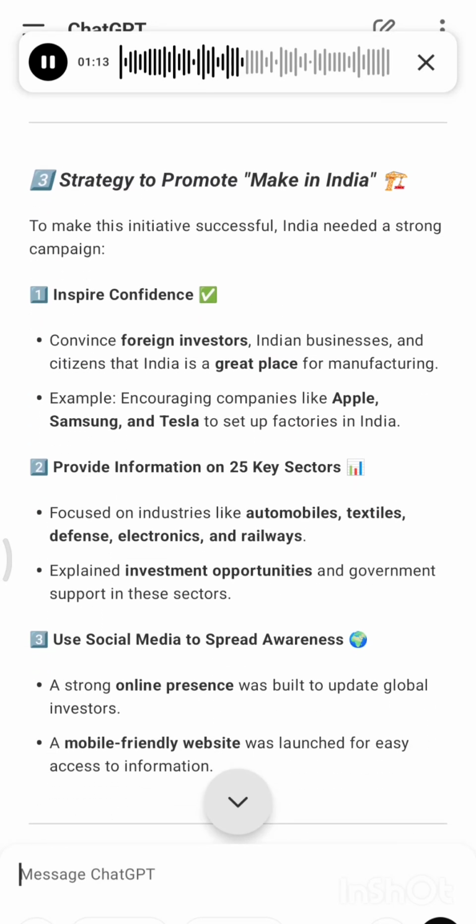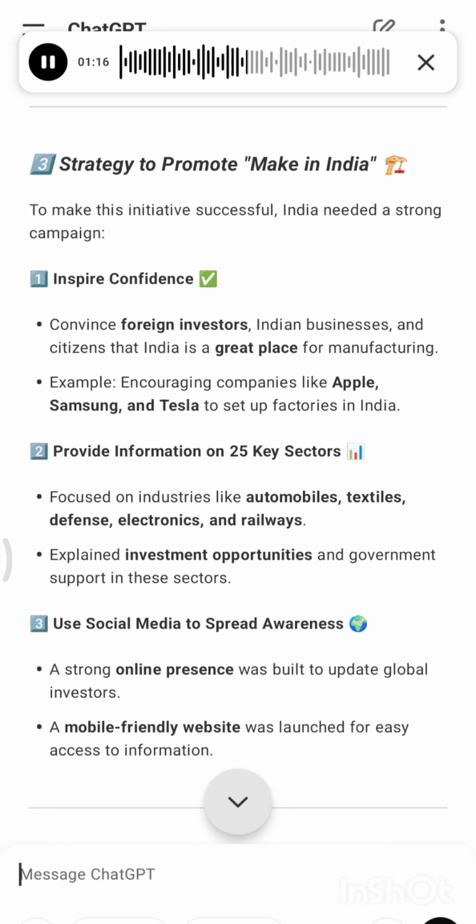3. Strategy to promote Make in India. To make this initiative successful, India needed a strong campaign. 1. Inspire confidence. Convince foreign investors, Indian businesses, and citizens that India is a great place for manufacturing. Example: encouraging companies like Apple, Samsung, and Tesla to set up factories in India.